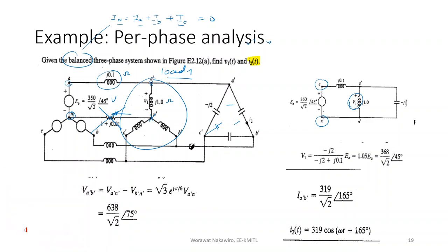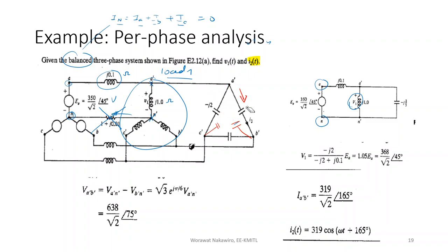If you see from the equivalent circuit right here, I2 is the current that flows inside the delta connection. It's not the same as the current flowing into the star connection or Y connection. If this load were Y connected, the current flowing into this phase would be the same as the current flowing through this point A prime to A. But this is the current flowing inside the delta.